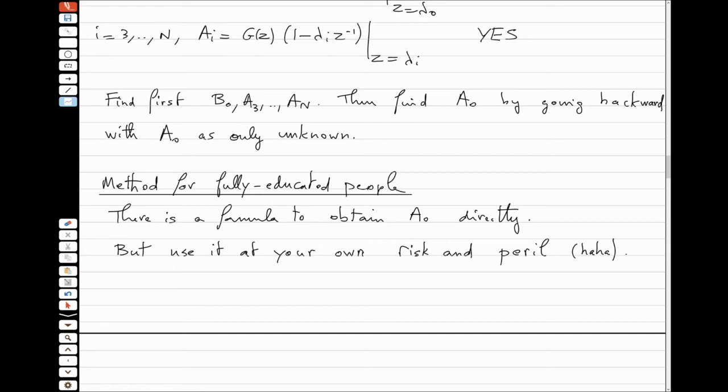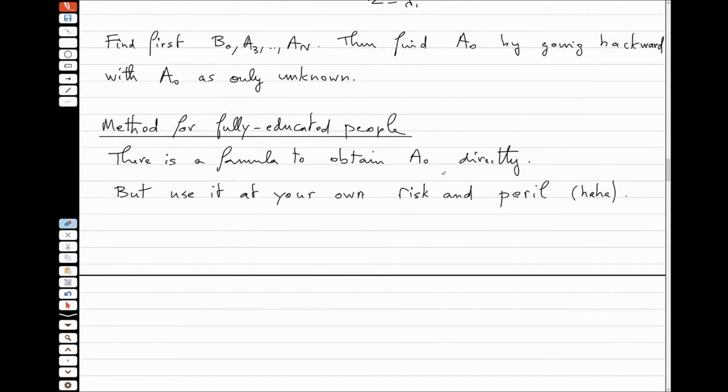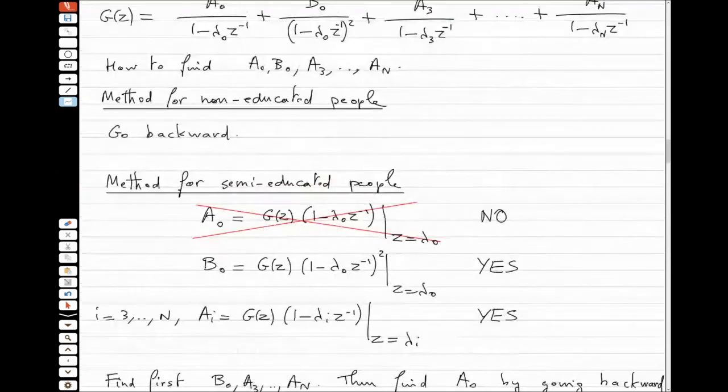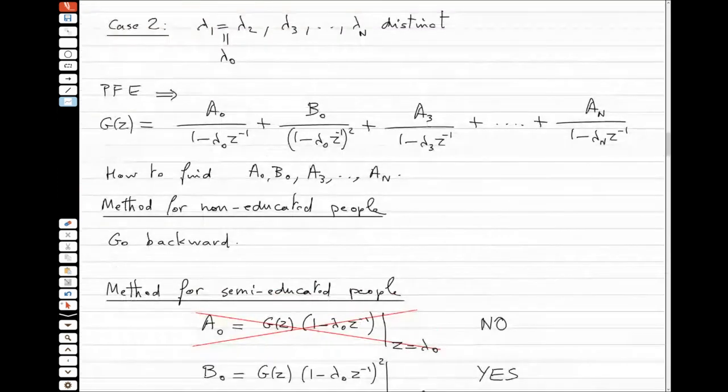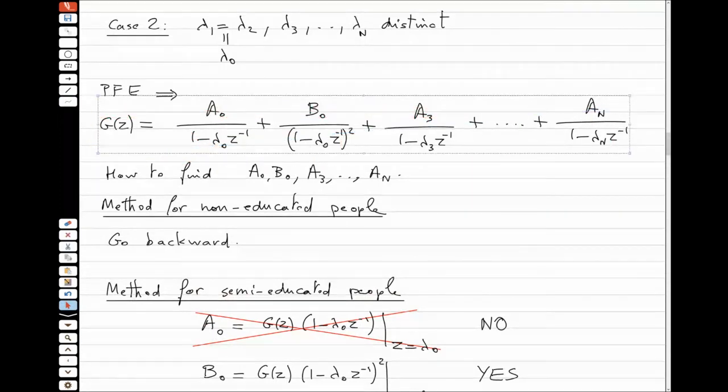There is a formula from Z transform, which I think is based on taking a limit with Z going to plus infinity or something like that. But I just warn you this, okay? Method for fully educated people. Anyway, we have some method to obtain these coefficients, and how do we go in the time domain?